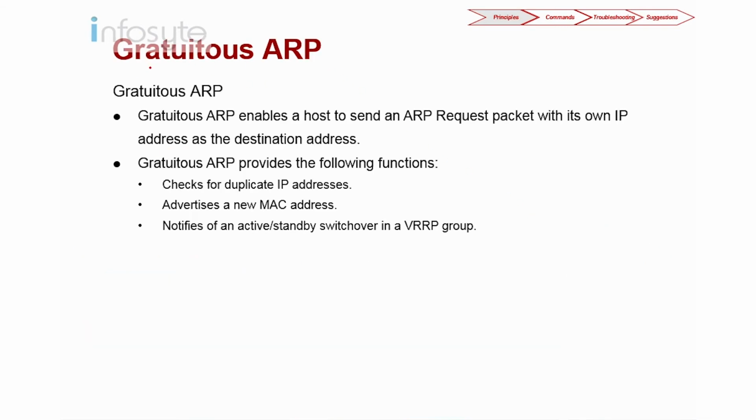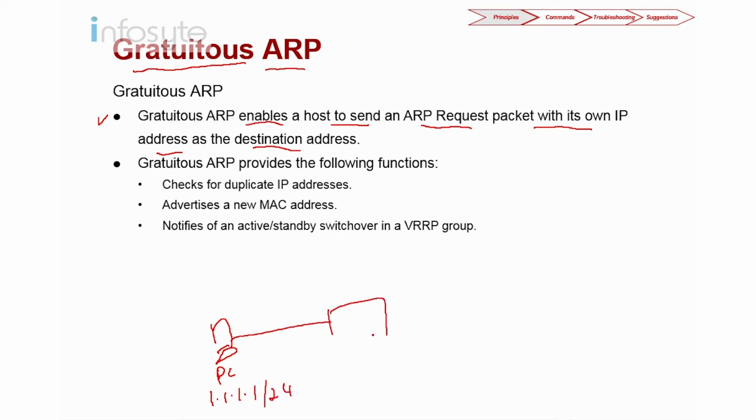Next, we are going to examine what we call Gratuitous ARP. Let's look at the definition of Gratuitous ARP. Gratuitous ARP enables a host to send an ARP request packet with its own IP address as the destination. So if I have a PC, let's say PC1 with 1.1.1.1/24, connected to a switch, and the switch connects to the network here, I have a lot of other PCs in this particular network. So we are going to send a Gratuitous ARP.